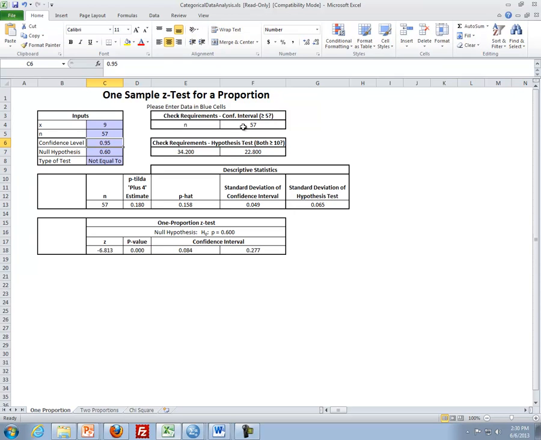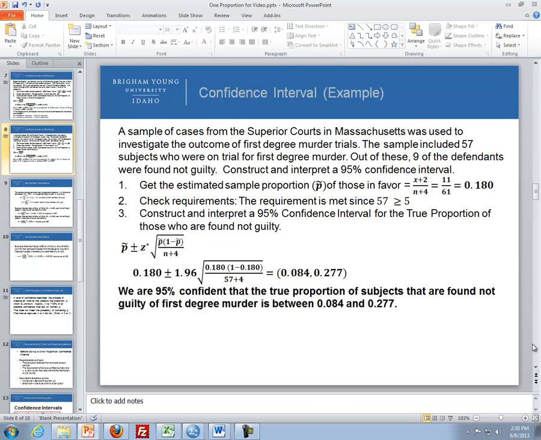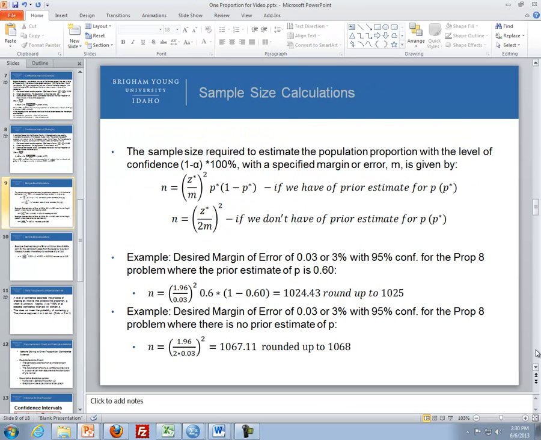Parenthetically, we can also check our requirements up here. Our sample size is 57, and the requirement is that the sample size is greater than or equal to 5, so the requirement is met. We can also use this tool when we're dealing with a hypothesis test. Now, a couple of other things here with confidence intervals.